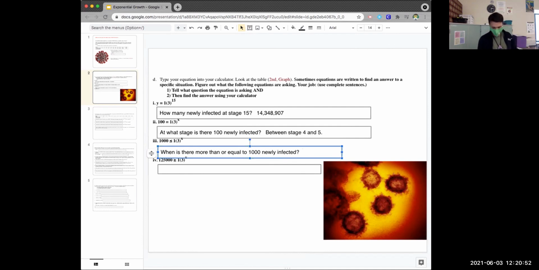Well, let's look. Stage 6, there's 729. Stage 7, there's 2,187. So stage 7, it's too late. It already happened. Stage 6, it hasn't happened yet. So it's going to be sometime after stage 6. After stage 6. Because stage 7 is more, stage 8, everything after that is going to be more than 1,000.